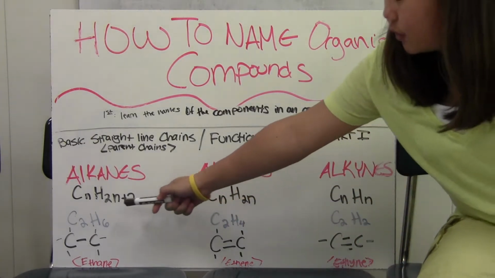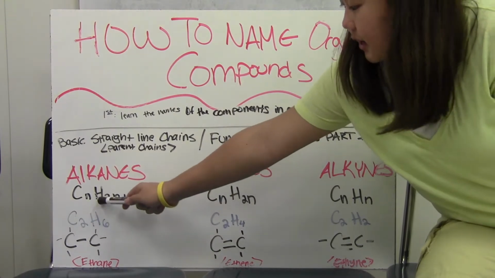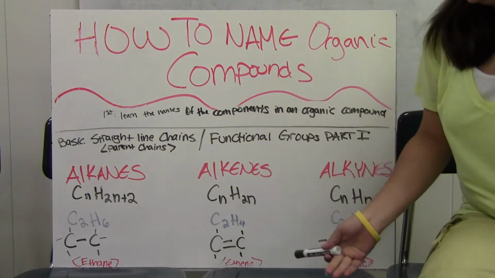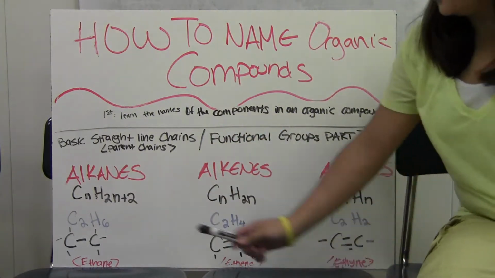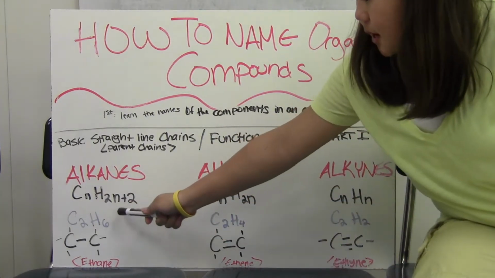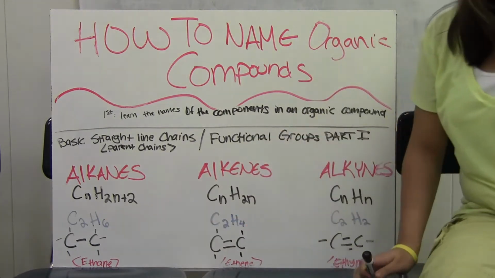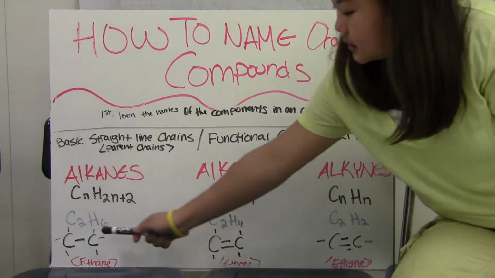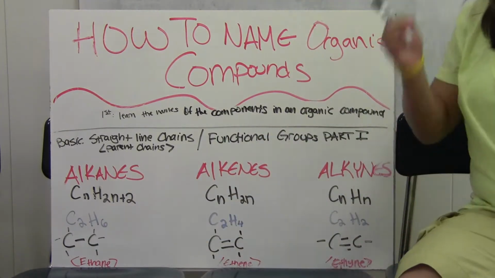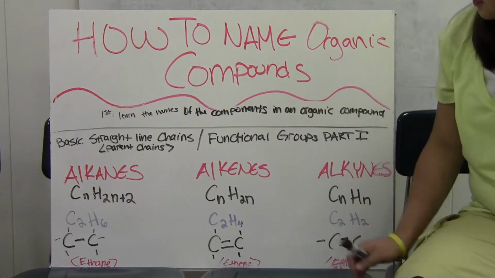Alkanes have a basic formula of CnH2n+2. That just means that however many C's you have in one formula, you're going to have 2 times that number plus 2 hydrogen atoms in that same formula. We call these alkanes because they have only single bonds, as denoted down there by the structural formula.